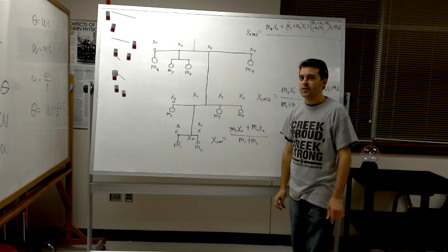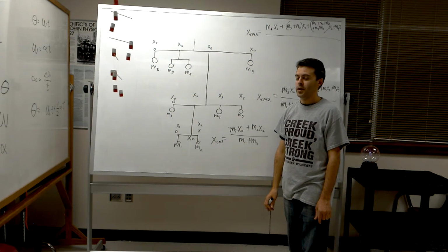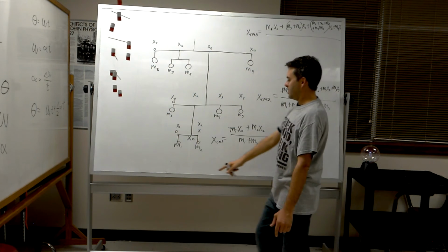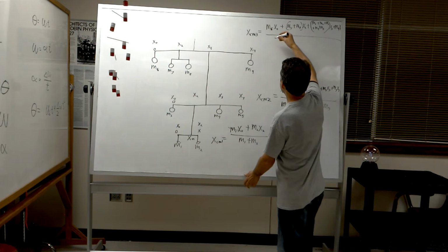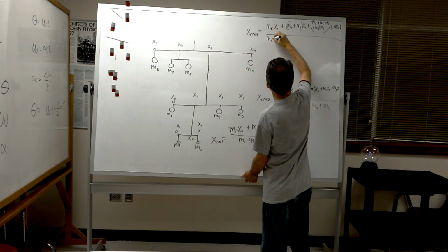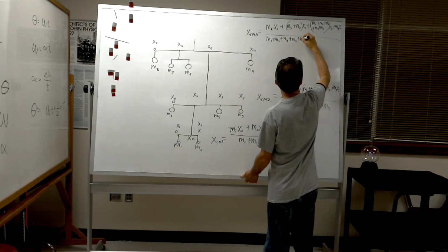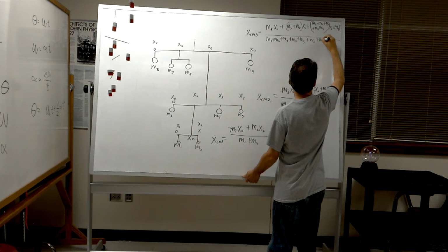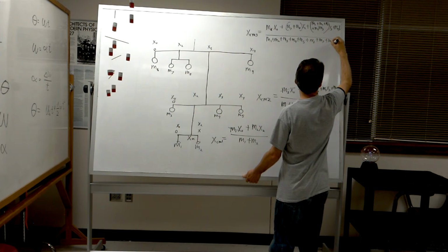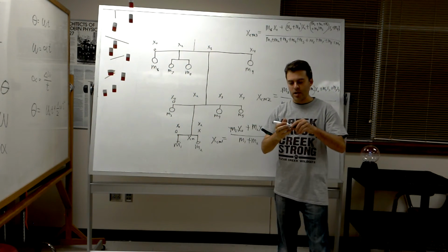Do you think we have to divide by all the masses on this one as well? Yeah, you do. So let's see, it goes 1, 2, 3, 4, 5, 6, 7, 8, 9. M1, 2, 3, 4, 5, 6, 7, 8, 9. That's an awful lot to keep track of.